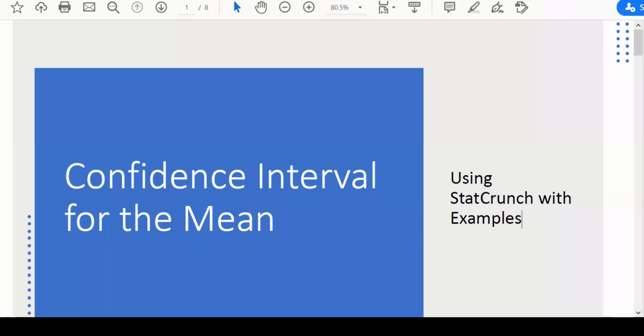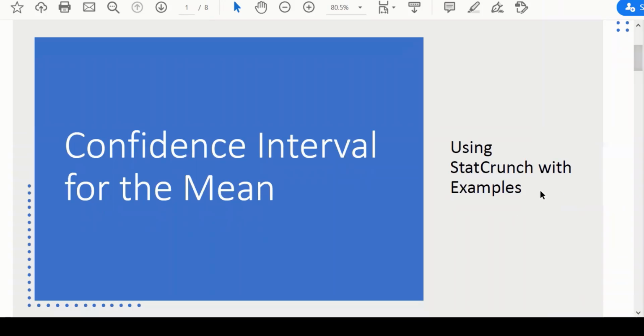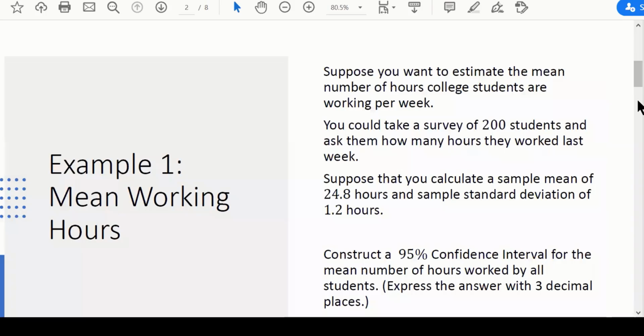Okay, so this is the PowerPoint that's really going to go through the nuts and bolts of what we're doing to make it easier for you to see. The one that says using StatCrunch will be the one you look at for how to do the homework problems, for example.